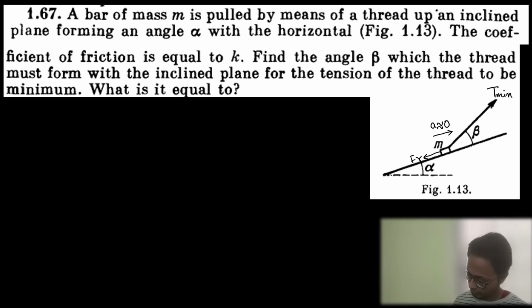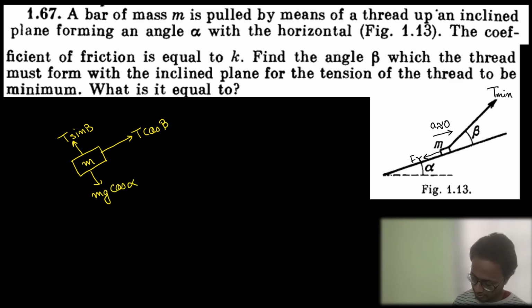Okay, so let's draw the free body diagram of the body. Whenever there is an inclined plane, we always take components along the inclined plane and perpendicular to the inclined plane. So along the plane, this is T cos beta, out here is T sin beta, out here is mg cos alpha, out here is mg sin alpha, and there is a normal reaction force exerted by the inclined plane on the block.